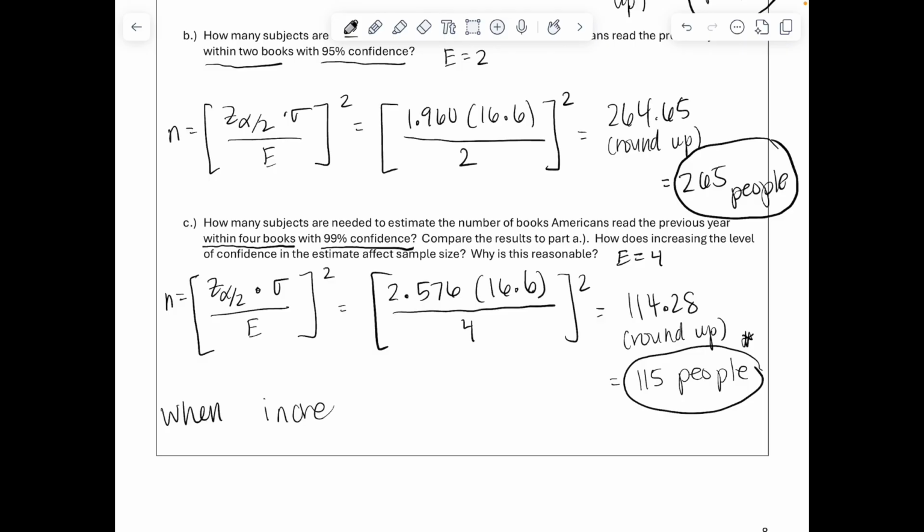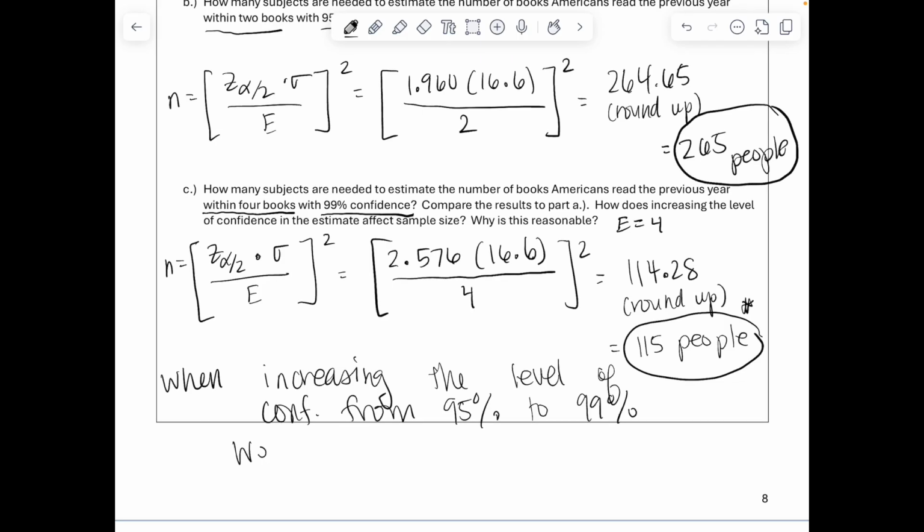So when increasing the level of confidence from 95% to 99%, we increased our sample size. I feel more confident with a larger number of people being studied.